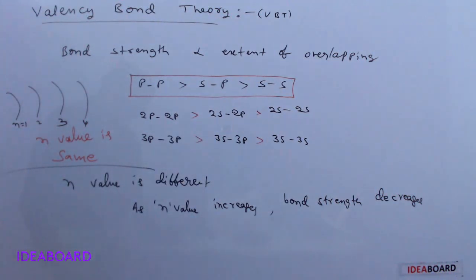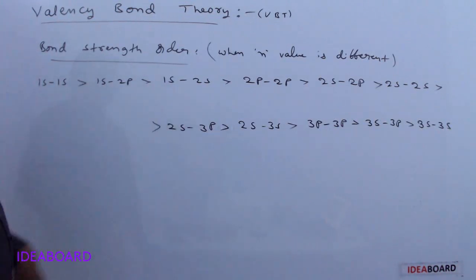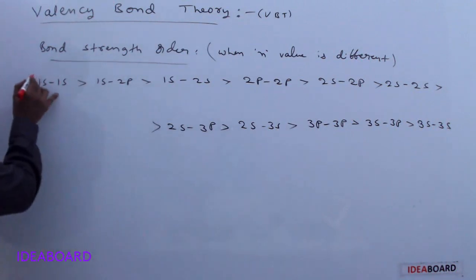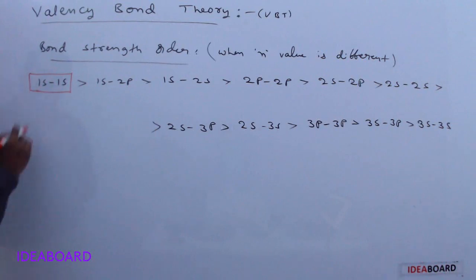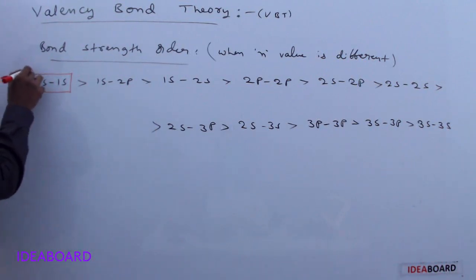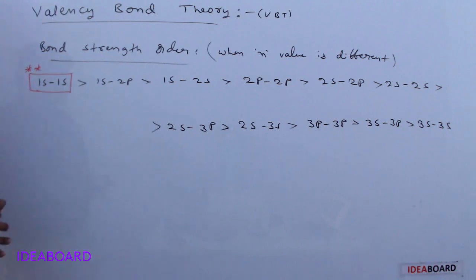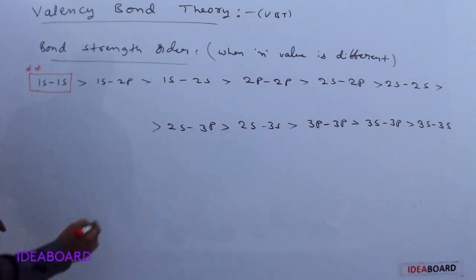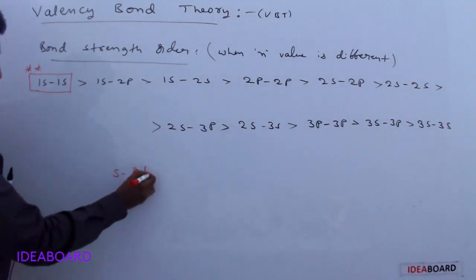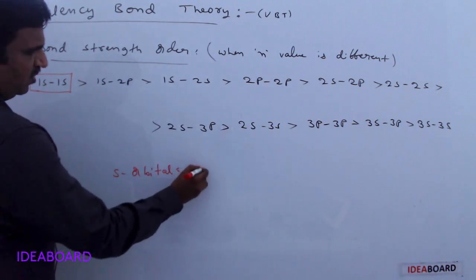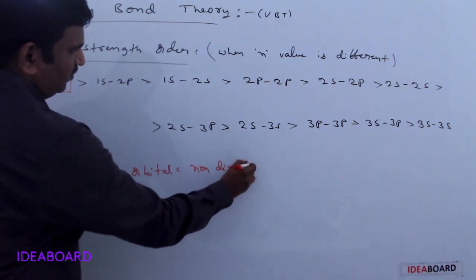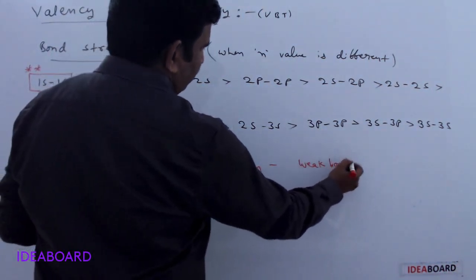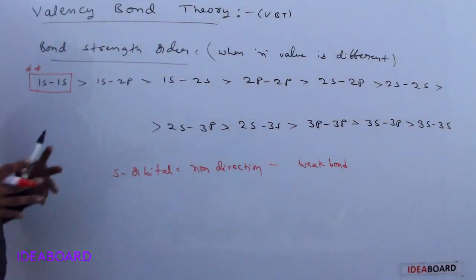I will give you the order. This is the bond strength order, starting with 1s 1s. Always remember 1s is having the strongest bond because of the small size, it has a high extent of overlapping. So please remember the strongest bond is formed by 1s 1s. S orbital is generally spherical and non-directional. Non-directional orbitals generally form weak bonds. But here 1s is stronger.